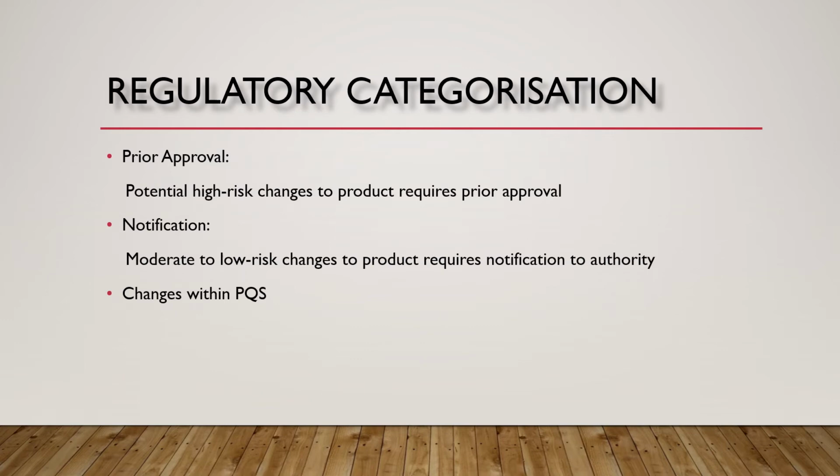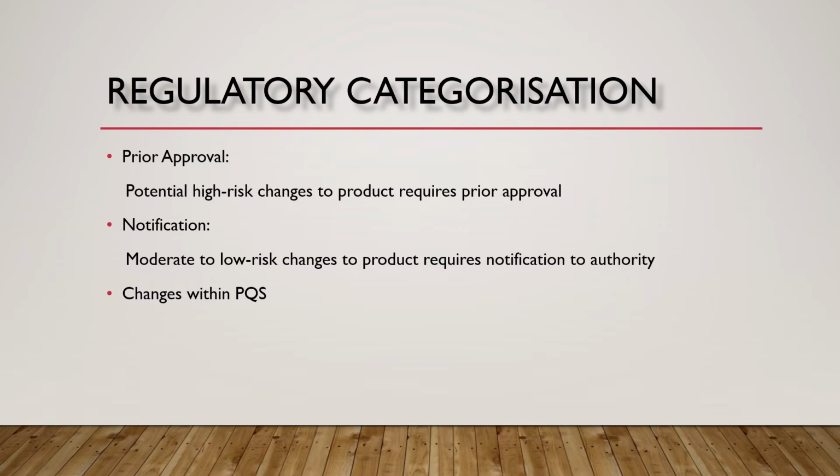Regulatory categorization. Prior approval. Potential high-risk changes to the product require prior approval. Changes are considered to have sufficient risk as high risk. These changes require the regulatory authority to review and approve prior to implementation. These changes require a suitably detailed regulatory submission by the marketing authorization holder.